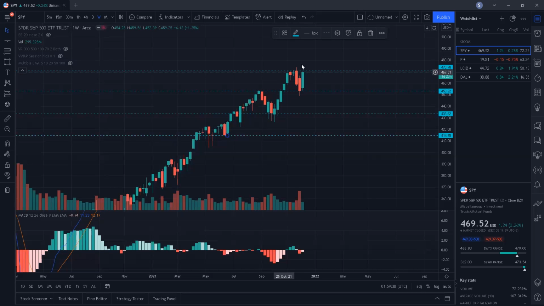And then same thing with resistance. We have wicks that will break resistances, but that doesn't necessarily mean that it invalidates the resistance.